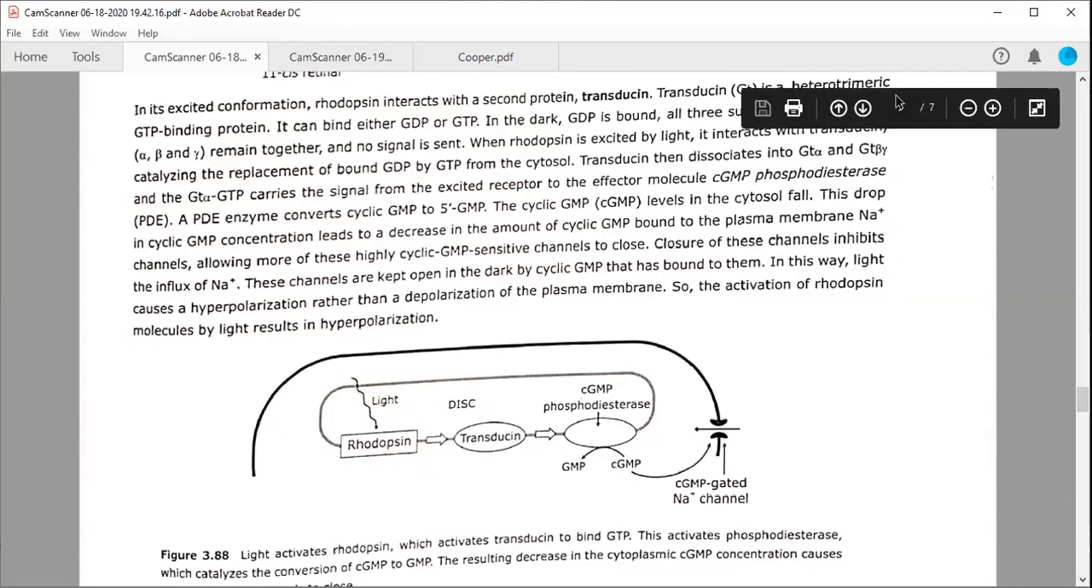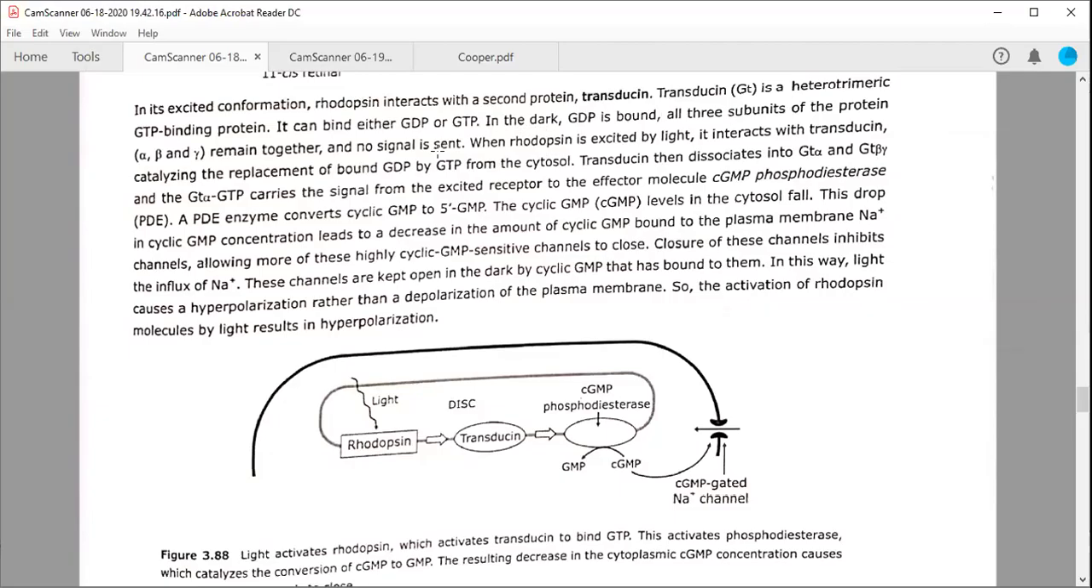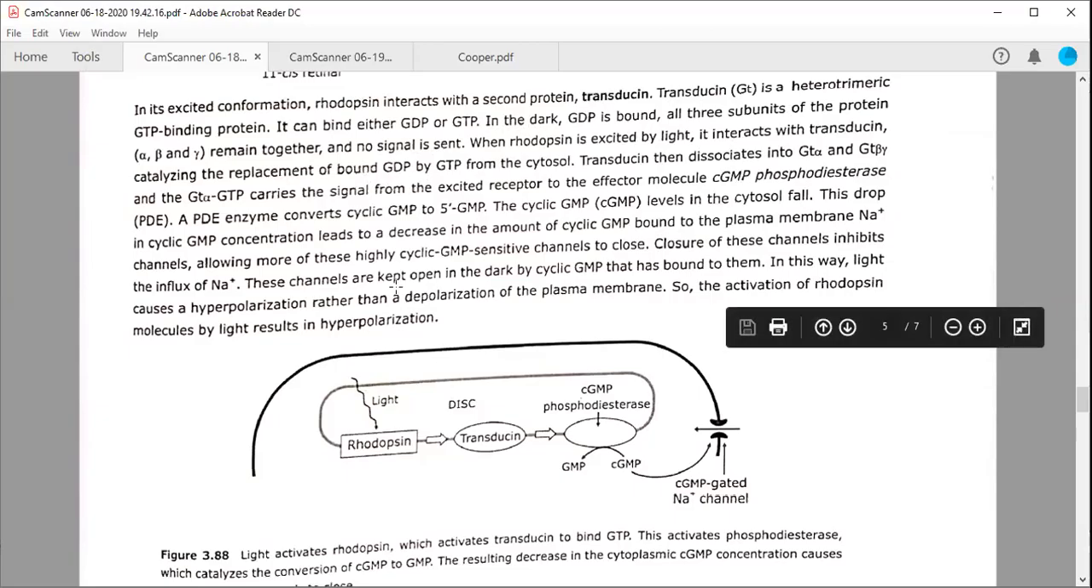See, in the dark, GDP is bound with this transducin protein, but once the light comes, everything changes. When there is light, the signal will be sent. It interacts with the transducin, catalyzing the replacement of bound GDP with GTP from the cytosol. You are able to understand this, but I am telling because I have given so much time to discussing all these things.